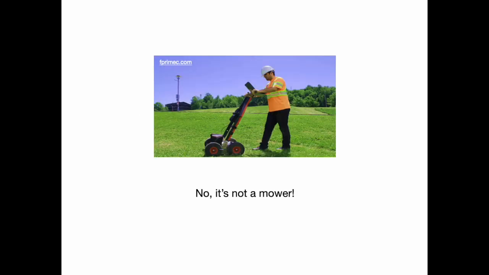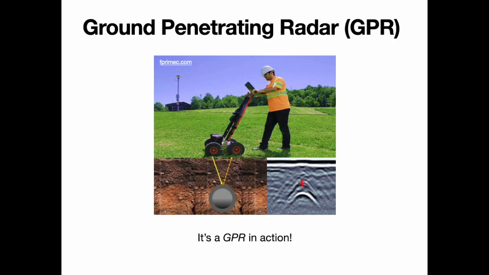Hello everyone, this lecture is about the Georadar or ground penetrating radar. On this picture you see a man walking in the grass carrying something that looks like a mower. But it's not a mower. This is a GPR, ground penetrating radar, in action. So actually this guy is walking around, and by carrying this instrument on the grass, he's measuring properties of the subsurface and trying to reconstruct the structure of the subsurface.